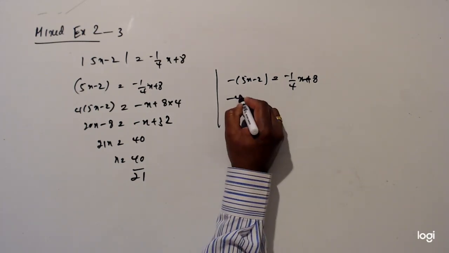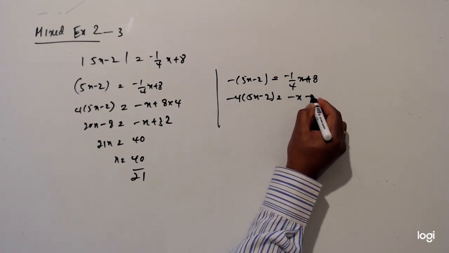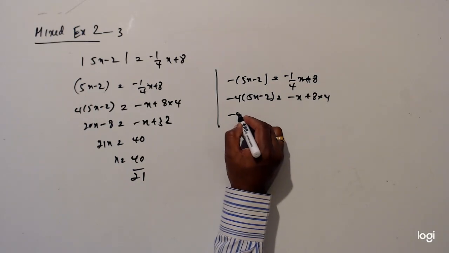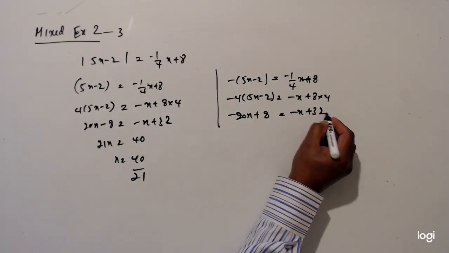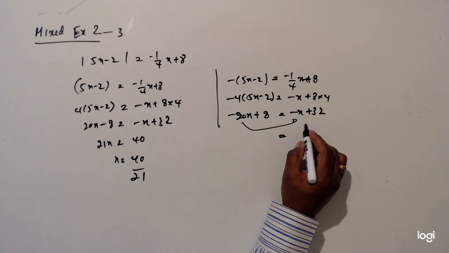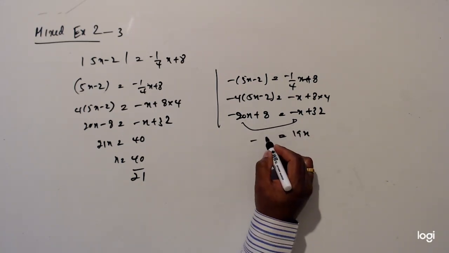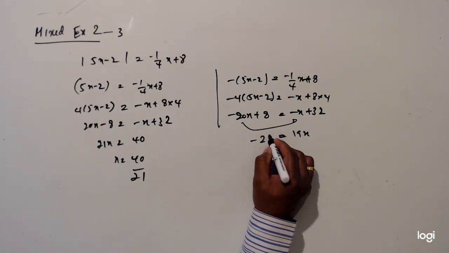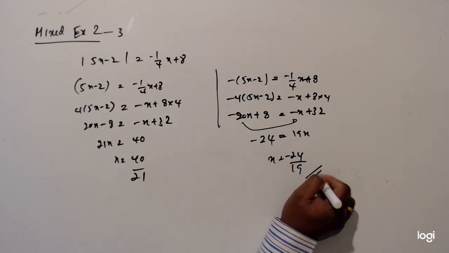And again, this is minus 4 times 5x minus 2 equal minus x plus 8 times 4. So minus 20x plus 8 equal minus x plus 32. So then this one to here, this is going to be 19x, 32 minus 8, 24. So x equal minus 24 over 19.